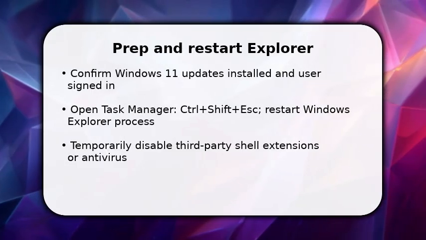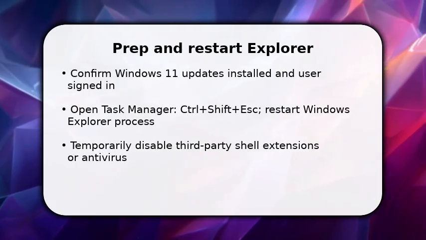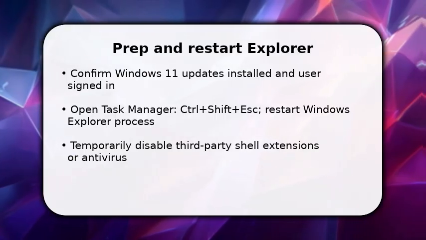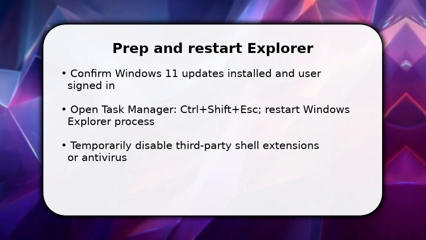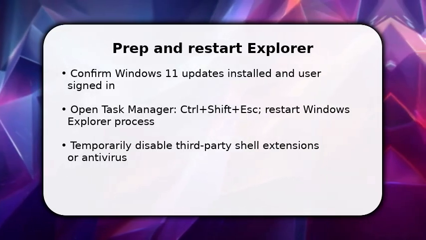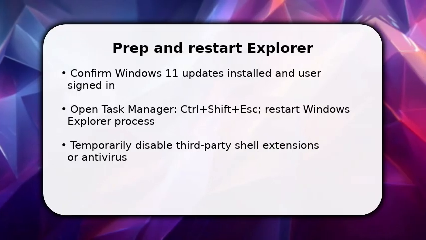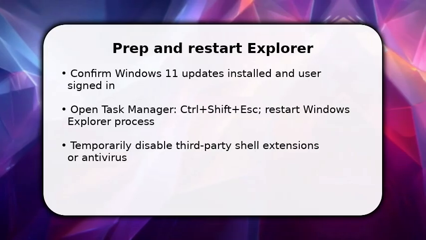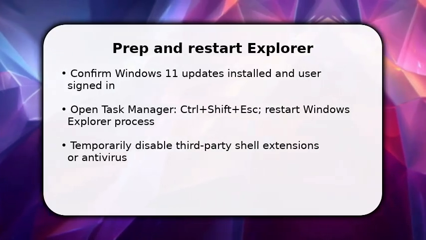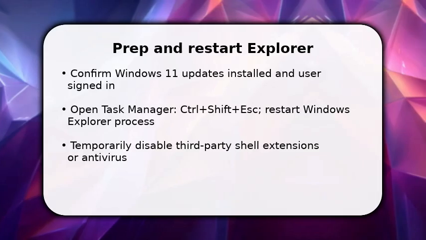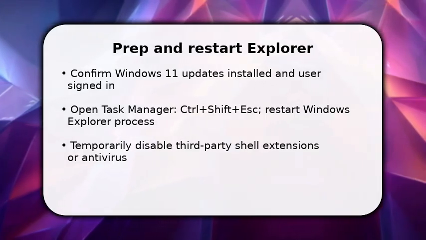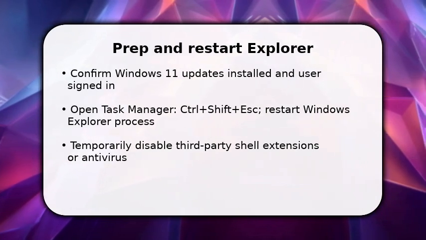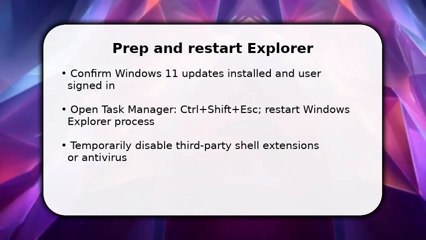You'll start by validating basic prerequisites, updates applied, and your account active. Open Task Manager with Ctrl+Shift+S, find Windows Explorer and choose Restart. This often reloads icons. Once done, if icons still miss, make sure any third-party shell extensions or antivirus overlays are temporarily disabled because they can block the tray from repopulating. Restarting Explorer is fast and safe. It forces the taskbar to rebuild icon caches and often reveals hidden or reattached icons without deeper changes.